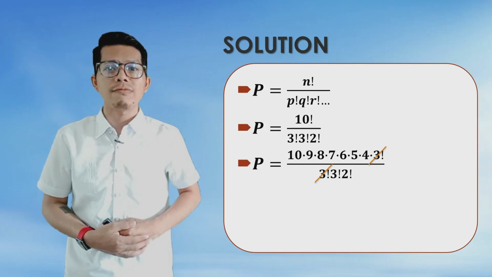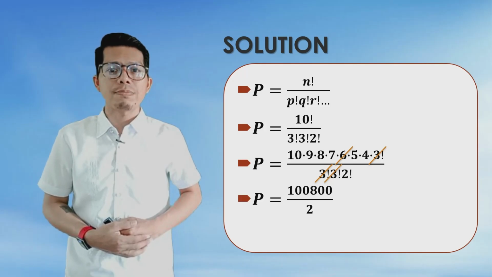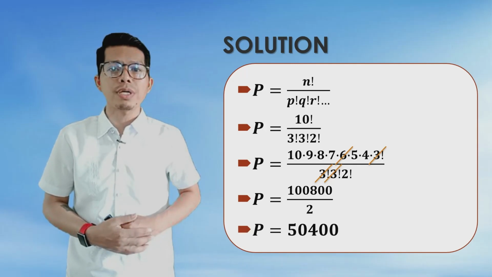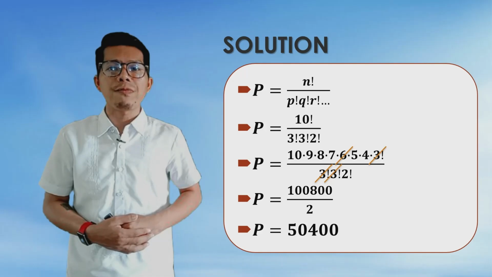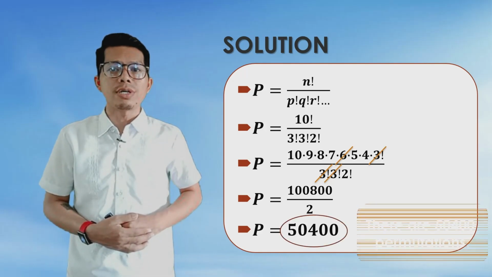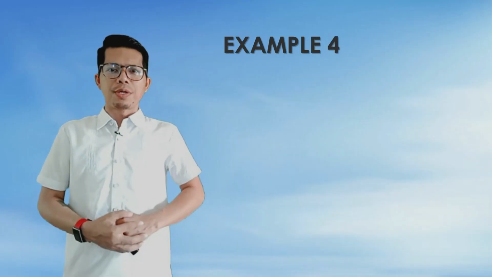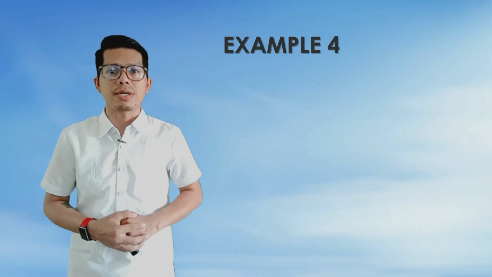So we divide also 6 by 3 factorial. Then we have the product as 100,800 divided by 2 factorial or just 2. So dividing it, we have the distinguishable permutation is equal to 50,400. Therefore, there are 50,400 distinguishable permutations. Alright, let's have another example.